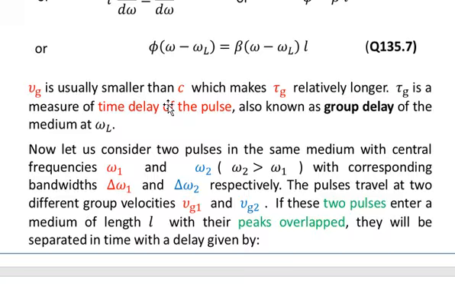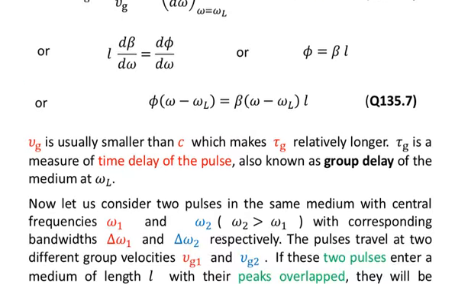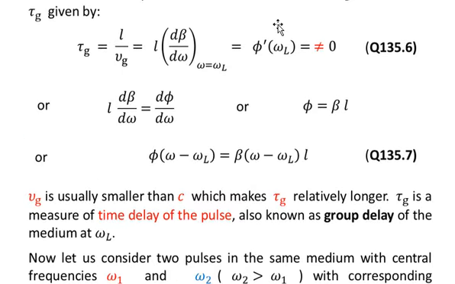So Vg is usually smaller than c, which makes tau g relatively longer. So you see that here Vg, which is the group velocity, is usually smaller than the velocity of light, and then under that condition tau g is relatively longer. So tau g is a measure of the time delay of the pulse. We are using this tau g repeatedly. So remember that tau g is a measure of the time delay of the pulse, known as the group delay of the medium at omega L.